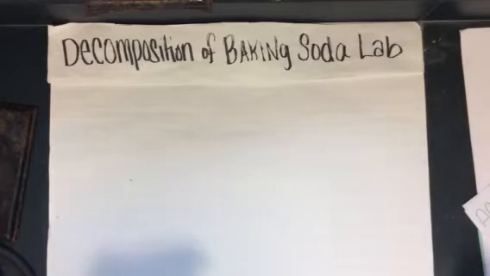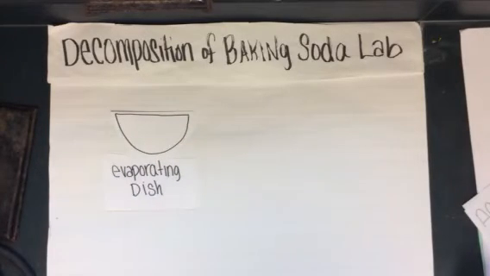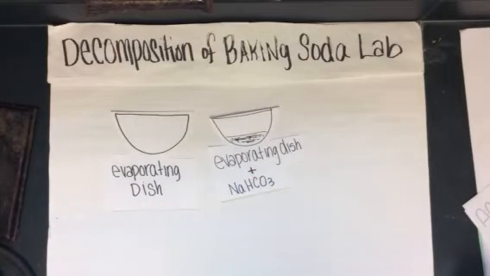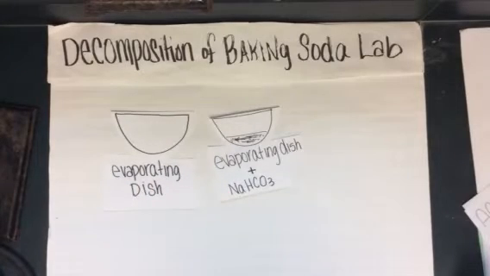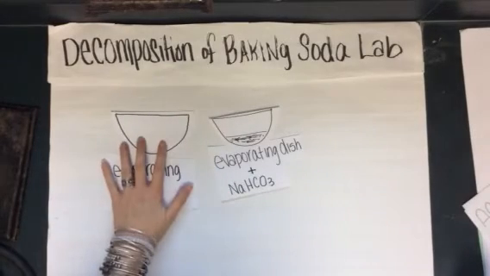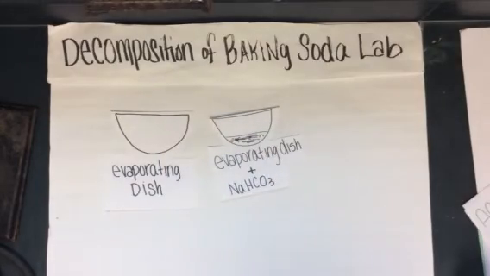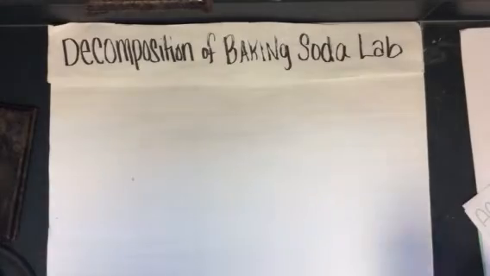Remember, some other helpful things: you're going to be asked to weigh your evaporating dish before you begin, and then you're going to be asked to weigh it once you've put your sodium bicarbonate in. And if you want just your starting amount of sodium bicarbonate, then you'll take the mass of your evaporating dish and subtract it out of the evaporating dish plus the sodium bicarbonate. So just a reminder about how to do that.